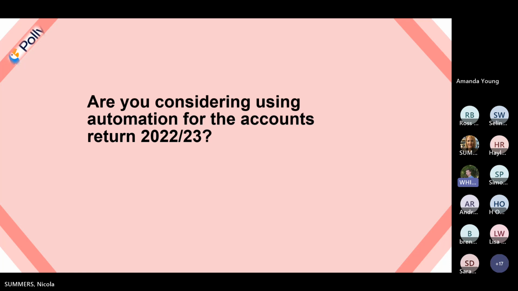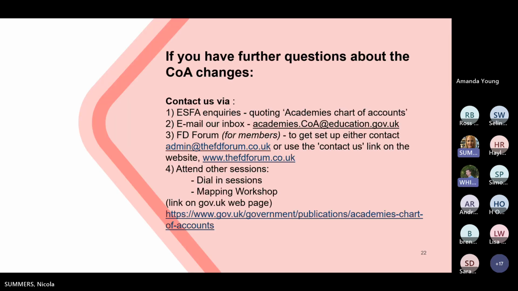So we're now coming towards the end of the presentation. And if we move on to the next slide, Nikki. So you'll see here that there are a number of ways of getting in contact with us. If you want to use the ESFA inquiry service, please quote the Academy's chart of accounts. It just gets things through to us a bit faster, as it can take a couple of days for things to be triaged. Or you can use the academies.coa@education.gov.uk inbox, and that way things come straight to us.